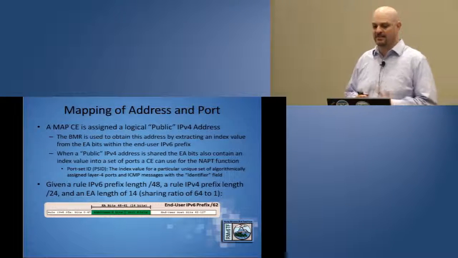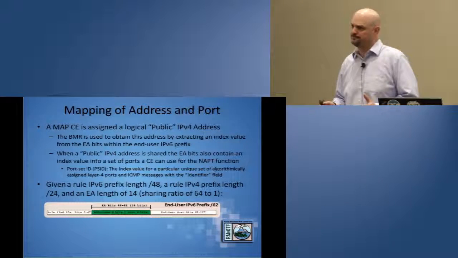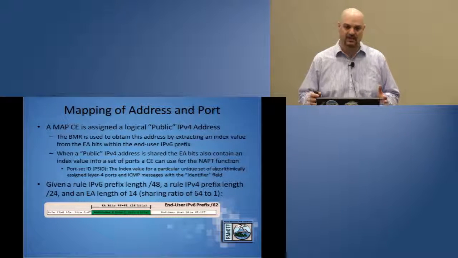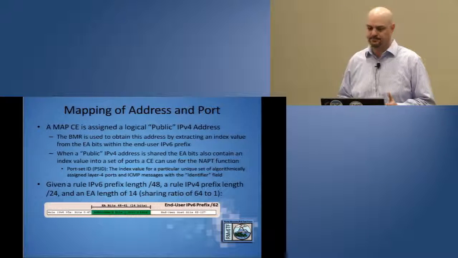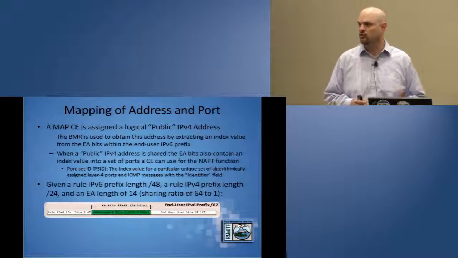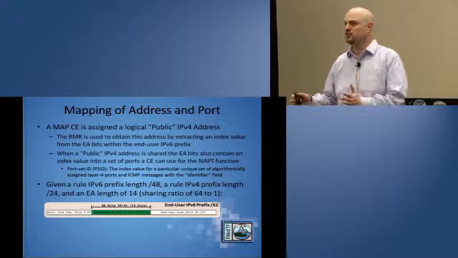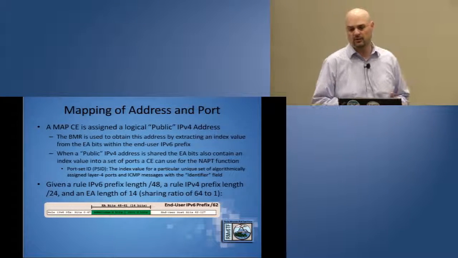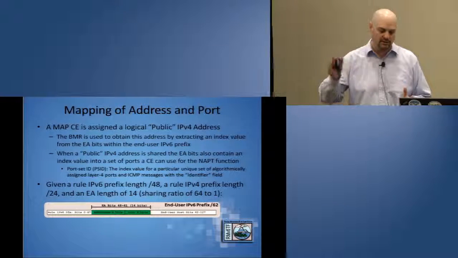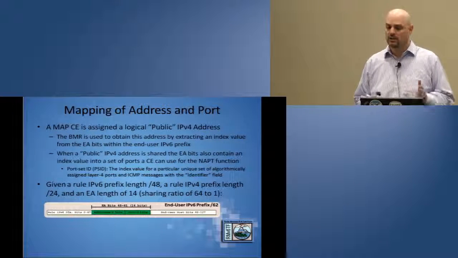So the core concept here for the EA bits is essentially that when you define your domain parameters, it lets you know which bits you should interpret as your EA bits. And based on, in this particular example, how big your IPv4 rule prefix is, which in our case is a /24, you'll also know what bits are left over to represent unique port sets. So in our particular case, we defined an EA length of 14. That was configured as part of the domain attributes, and we defined it at 14.